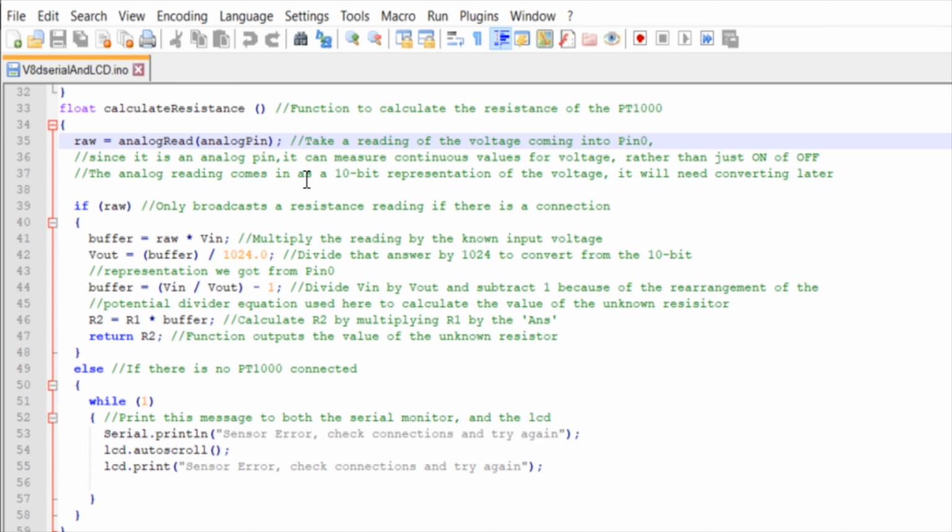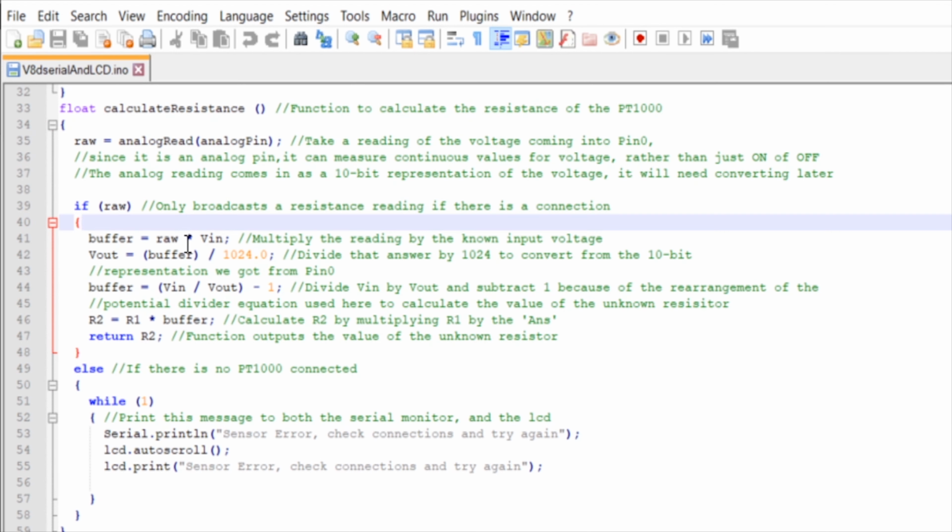The analog reading comes in as a 10-bit representation. It will need converting later. This line checks if there is a reading coming in from the sensor. If there isn't, it means that the sensor isn't connected, and that we need to display this error message to the LCD and to the serial monitor.